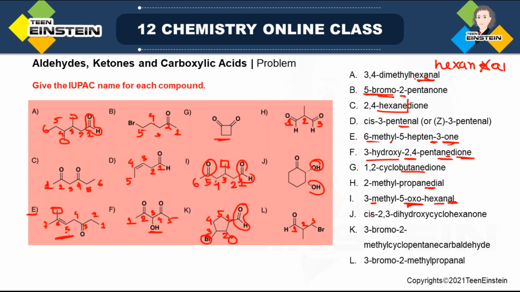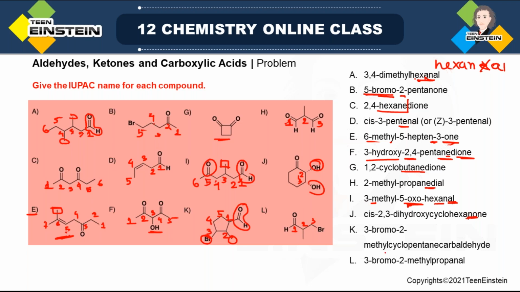Compound J, which is cyclic. Cis-2,3-dihydroxy. So at these two positions, 2 and 3, there are OH. It will be dihydroxy, then cyclohexanone. As it is a single keto group, so cyclohexane, no E is there, then ONE.